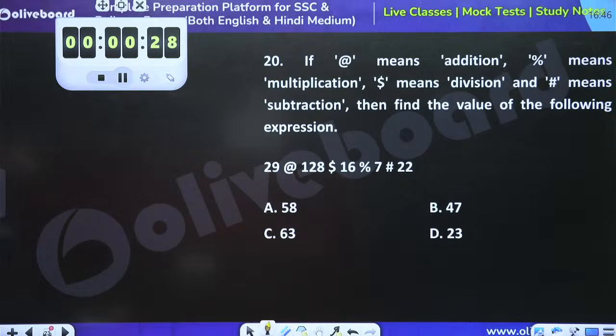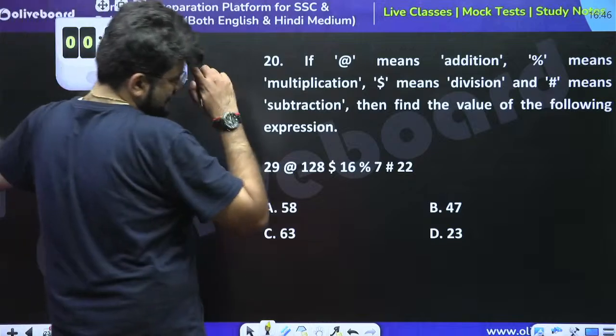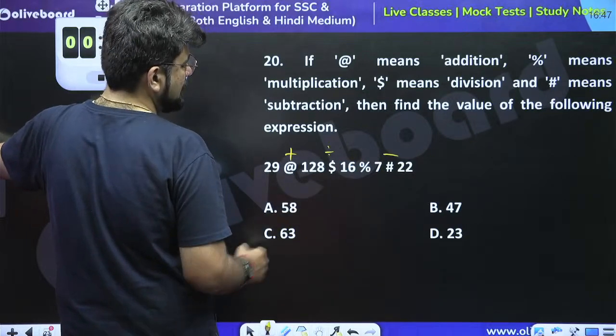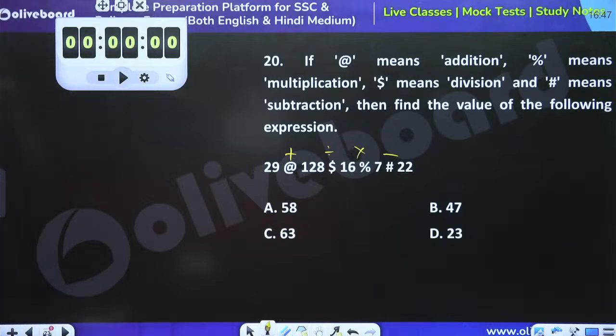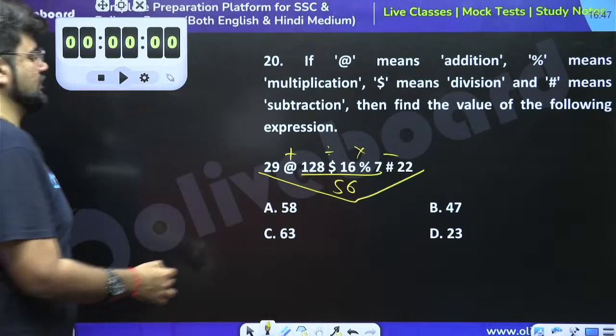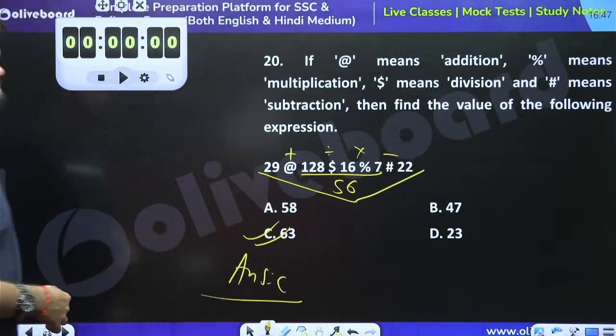Question number 20. Very easy math-operator based questions. You just need to substitute the signs and get the correct answer. Argamita, absolutely right. Again, good job. That's very quick. So at the rate means addition. Dollar means division. Hash means subtraction. And percent means multiplication. So this is 8 into 7, 56. 29 plus 56 minus 22. 63. Done. Next.